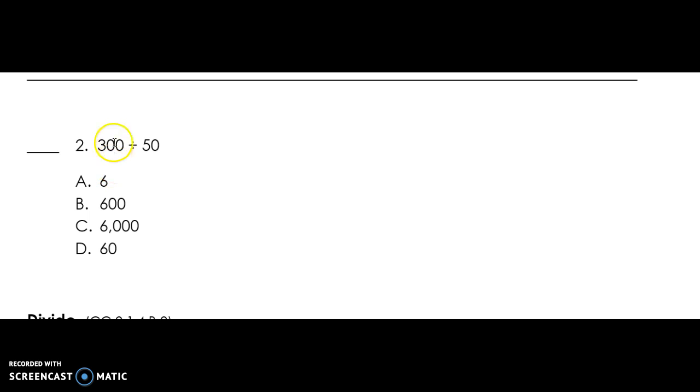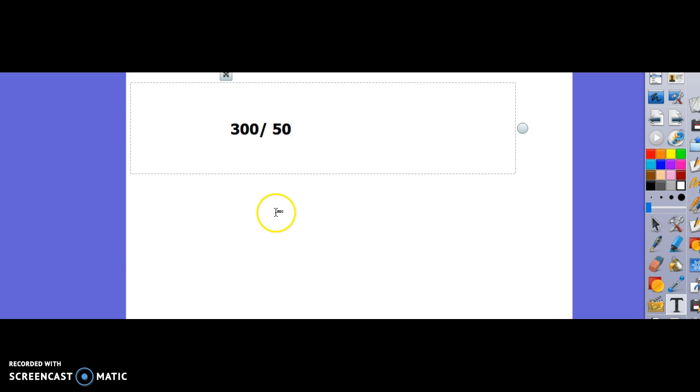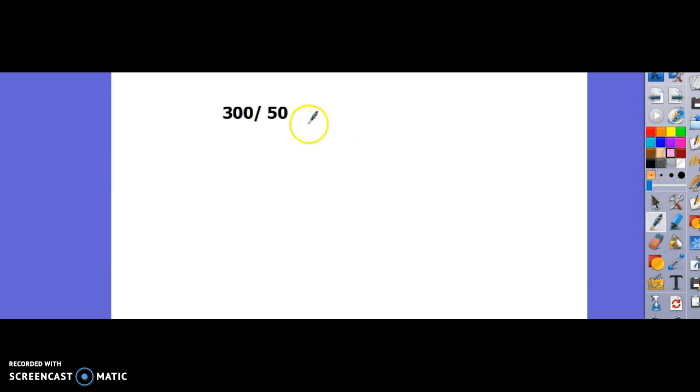Which number is being divided? Number 2, 300 divided by 50. Now, here is a trick for you. How many zeros are over here? 1. How many zeros are over here? 1. So you can go ahead and get rid of a 0 that they share. Now, your new problem is 30 divided by 5. What is 30 divided by 5? 6. So 300 divided by 50 is 6.